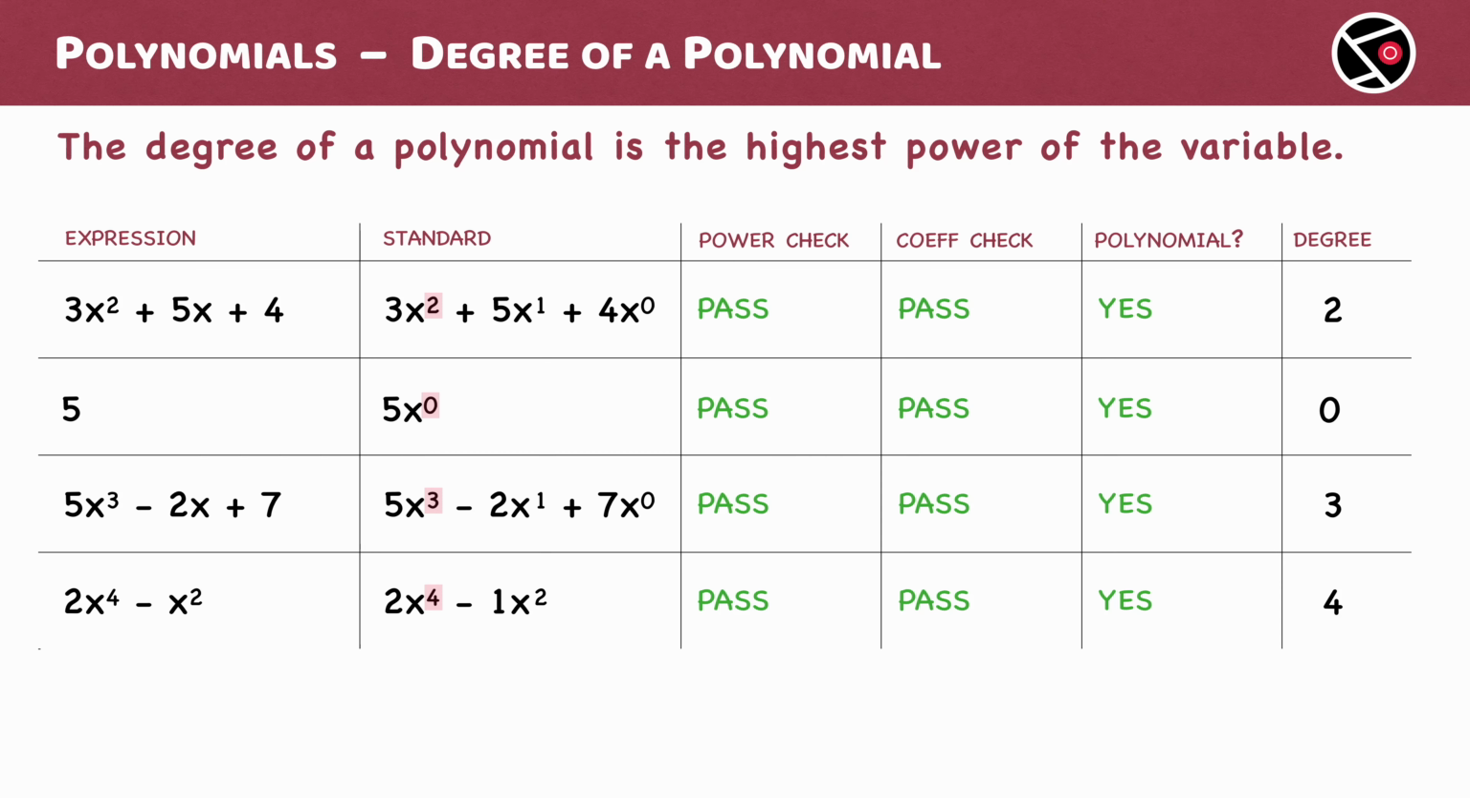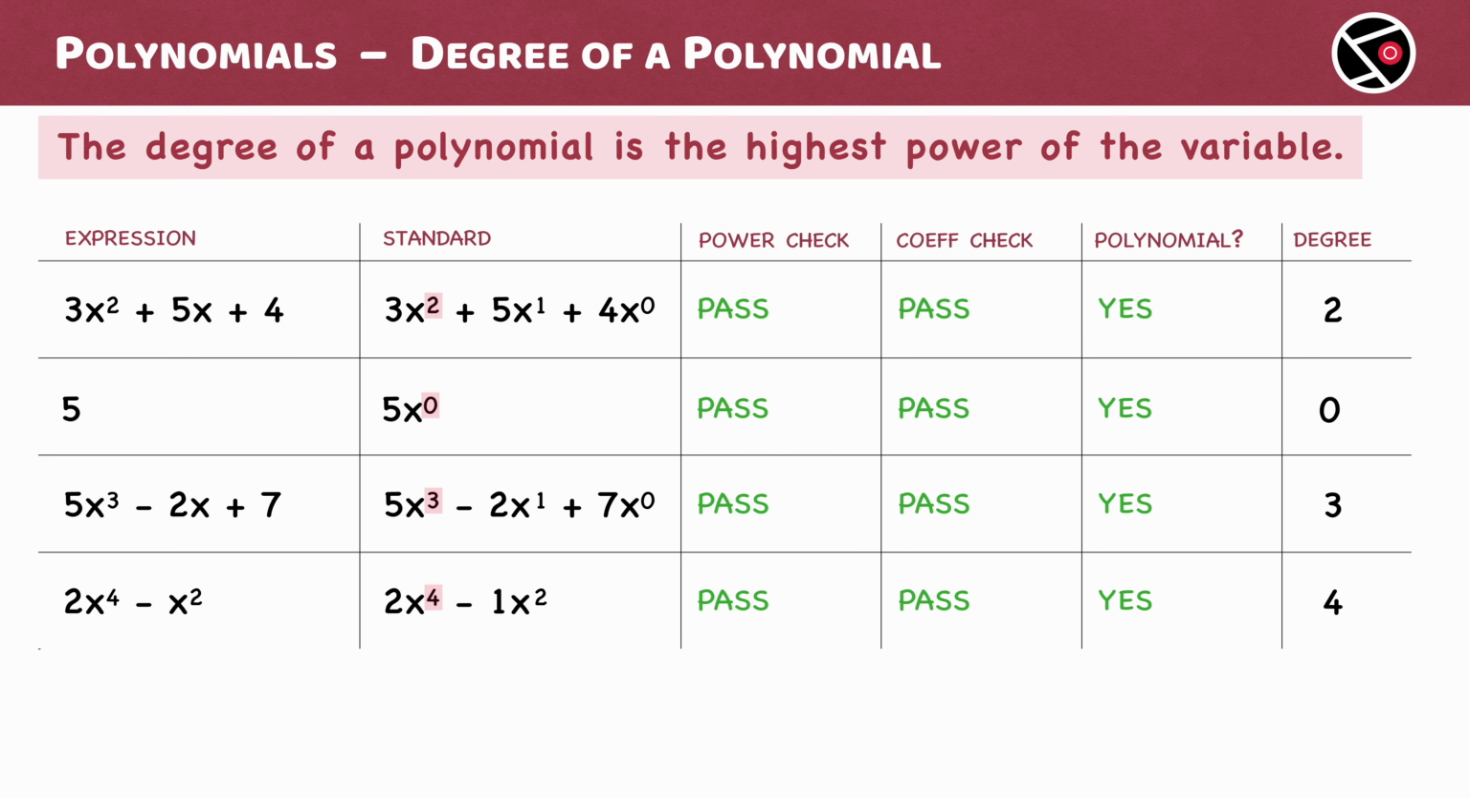Now we know what the degree of a polynomial is. But why does it matter? The degree of a polynomial helps us understand the shape of its graph. As the degree increases, the graph usually becomes more complex. We'll talk more about this later, but for now, just remember this simple rule. The degree of a polynomial is the highest power of the variable in the polynomial.